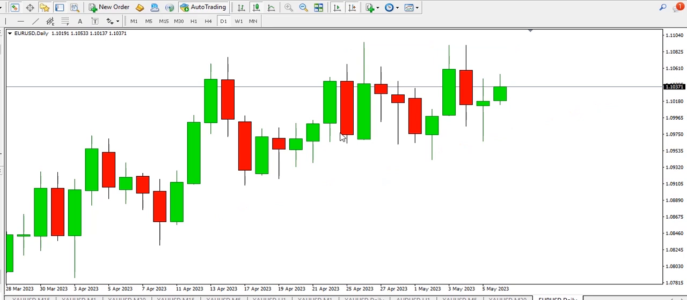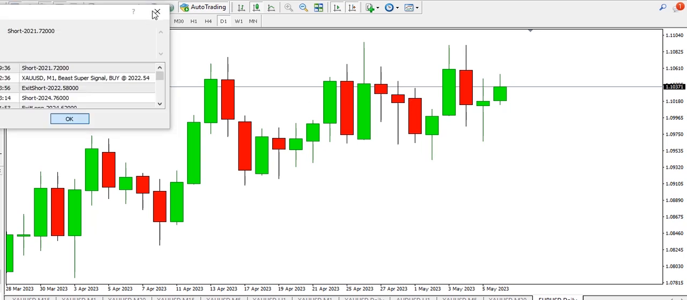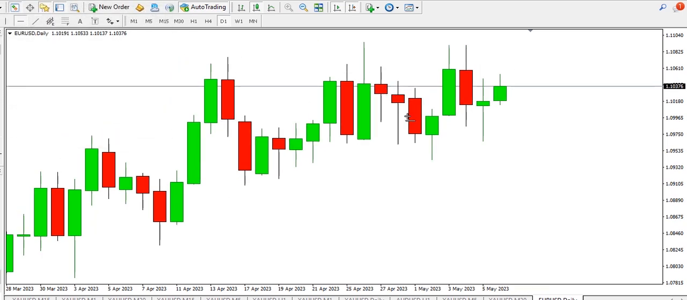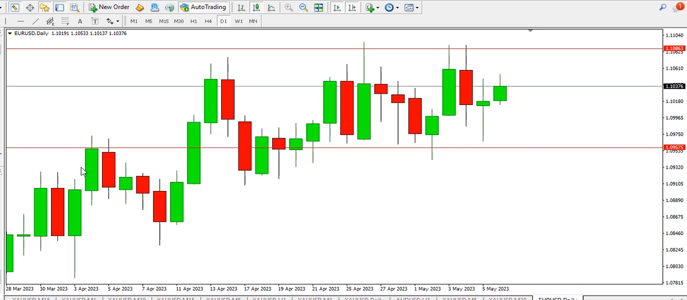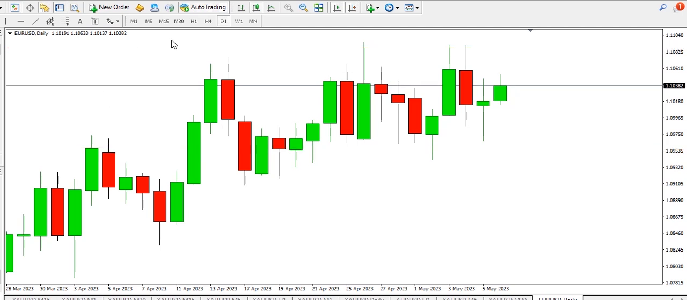Okay, but to generate signals on a range, you buy at the low and you sell at the top, at the high. That's how to generate a signal when you are in a range. So on the daily time frame, Euro USD is currently ranging. On the weekly time frame, it is bearish. On the monthly, it is bearish in overall direction. So that's that for the daily time frame.